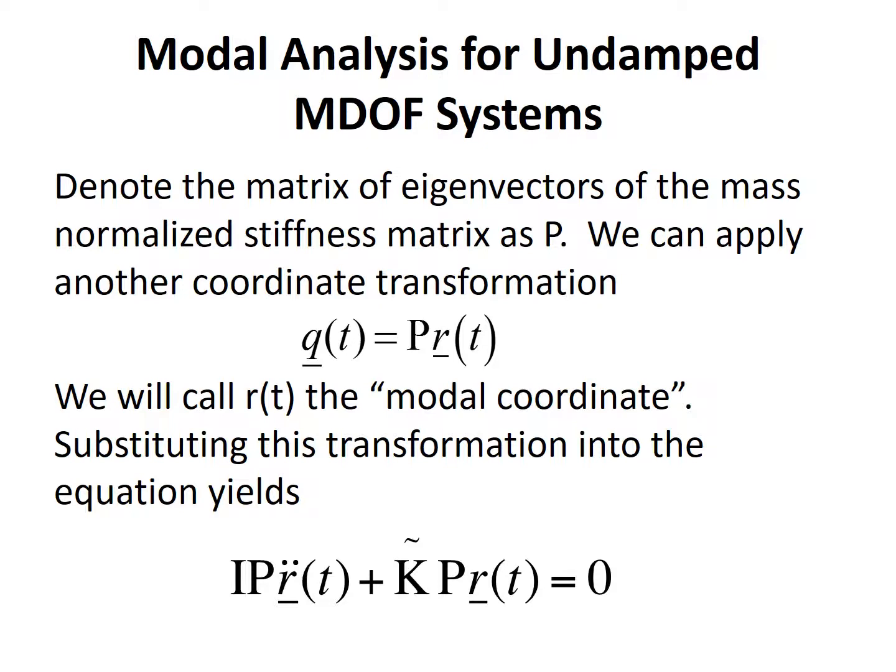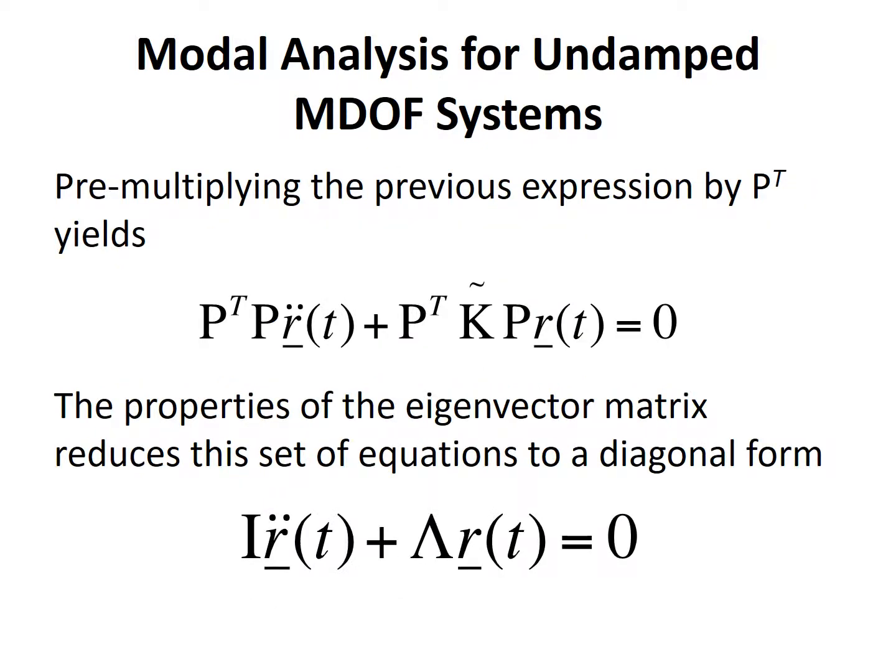At this point in the analysis, we've not gained much since we now have a system that is once again a coupled set of ordinary differential equations in r of t. The real value to this coordinate transformation becomes apparent when we pre-multiply the equations by the transpose of the eigenvector matrix P. We know from the solution of the symmetric eigenvalue problem that P transpose P is equal to the identity matrix, and the matrix product P transpose K tilde P is the diagonal matrix of eigenvalues of K tilde.